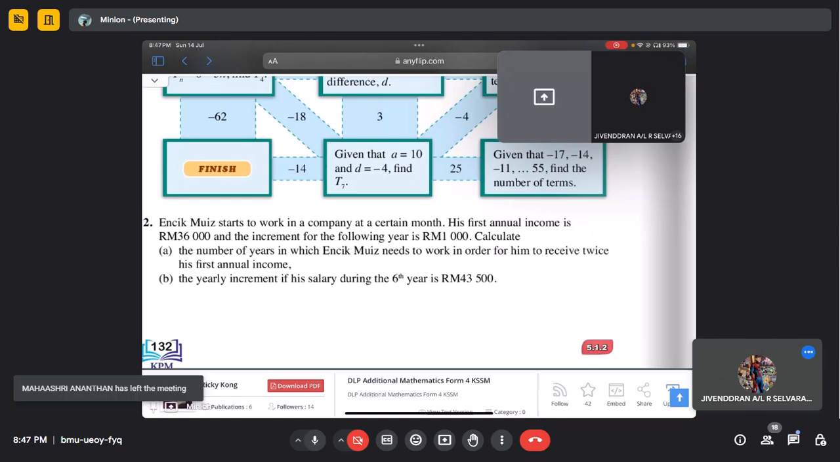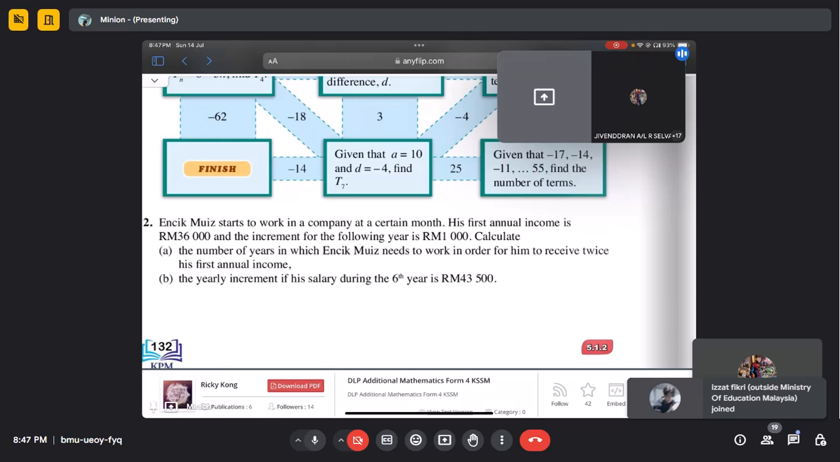Okay. Encik Muiz starts to work in a company at a certain month. His first annual income is RM 36,000 and the increment for the following year is RM 1,000. Calculate question A, the number of years in which Encik Muiz needs to work in order for him to receive twice his annual income. So number 1, you have to calculate the number of years.